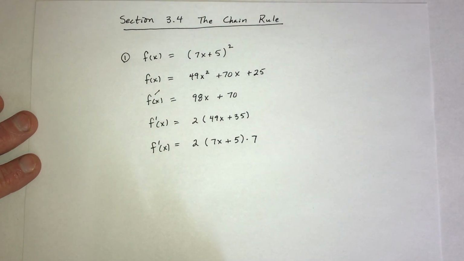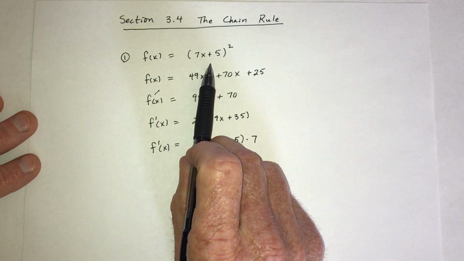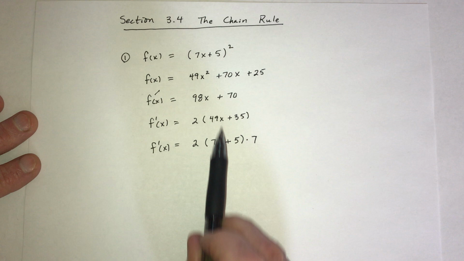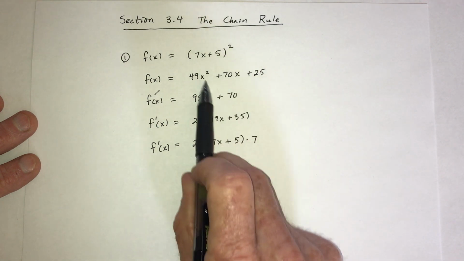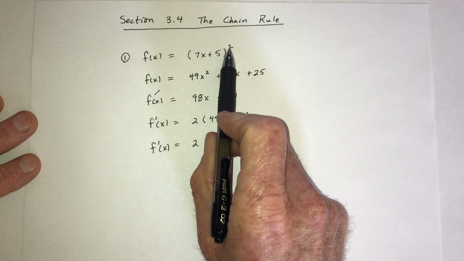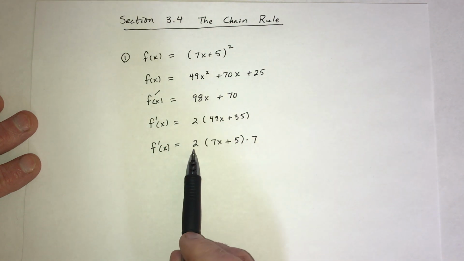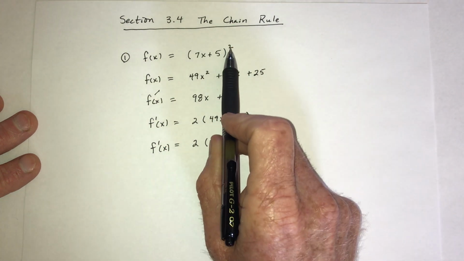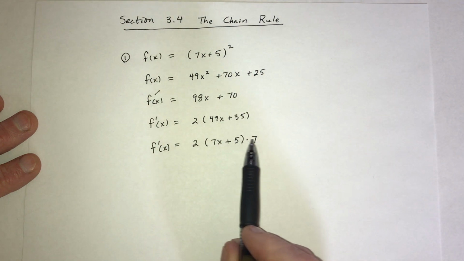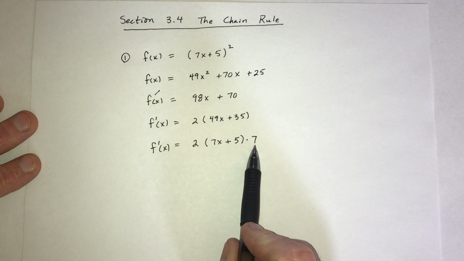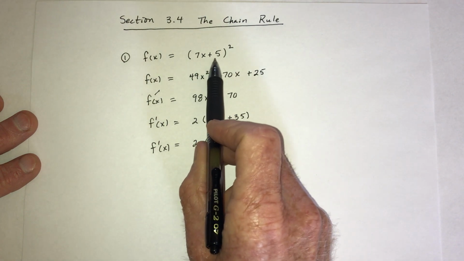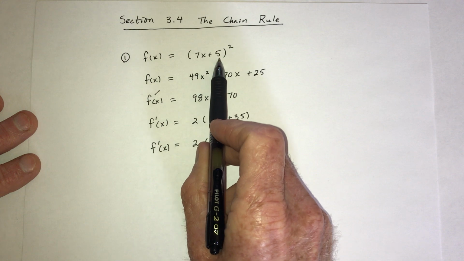Now, take a look at the original problem and the final answer that I got. So with this one, instead of doing all of this algebra, what we could do is do the power rule. Have the 2 go down in front and multiply. That's that one. Subtract 1 from the exponent, so it's just going to leave 7x plus 5. And then, what is this extra 7? Well, this extra 7 comes from the derivative of what's inside the parentheses.